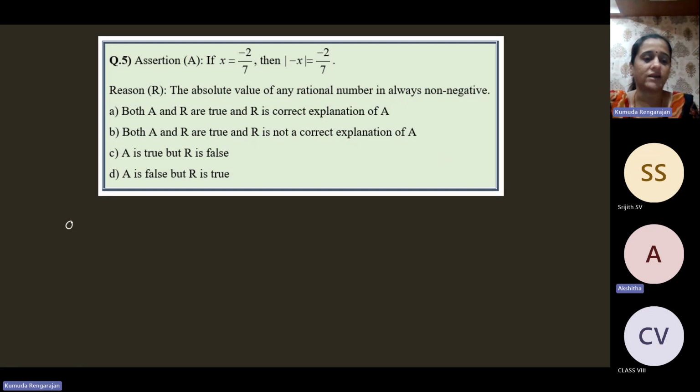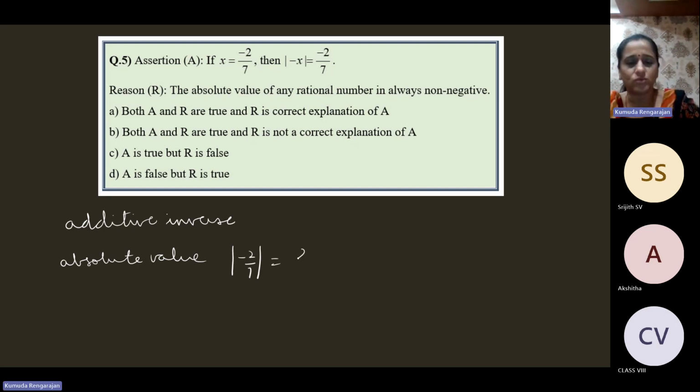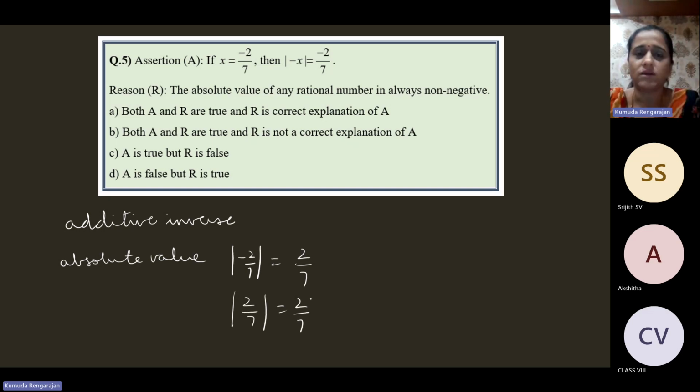Not to get confused with additive inverse. Additive inverse, you already know. What is new is absolute value, and this symbol stands for absolute value. The absolute value of minus 2 by 7 is 2 by 7. The absolute value of 2 by 7 is also 2 by 7. That's it, this is very simple. There cannot be any doubt on this one. The absolute value of any rational number, whether it is positive or negative, is always positive.